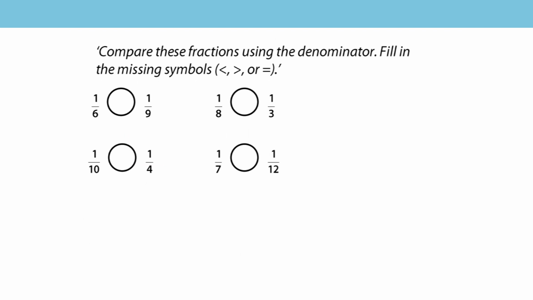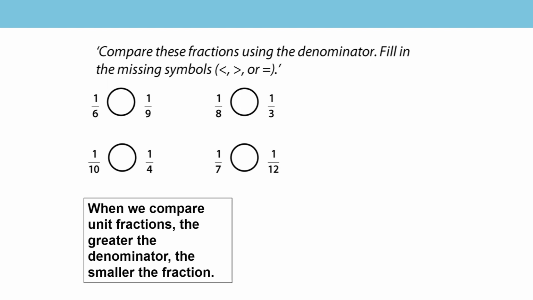Now here's ones for you to do on your own. You have got pairs of fractions here. What I would like you to do is look at the denominator, compare the fractions and fill in the missing symbols. You have got the symbol less than, greater than or equal to. Pause the video and have a go. Remember your generalisation statement. When we compare unit fractions, the greater the denominator, the smaller the fraction. Pause the video now and make a start.